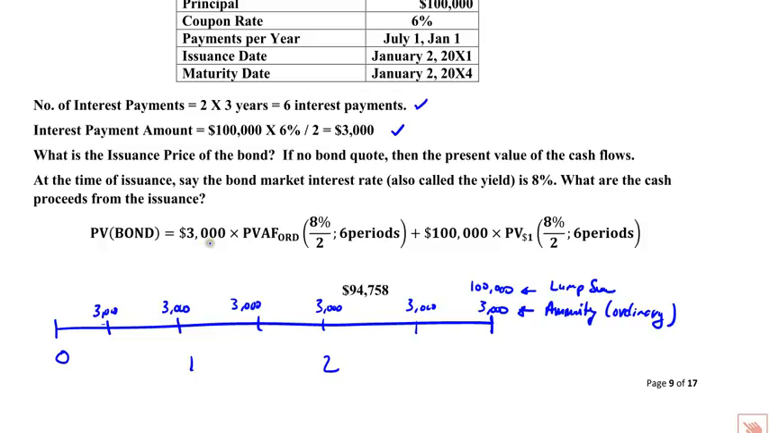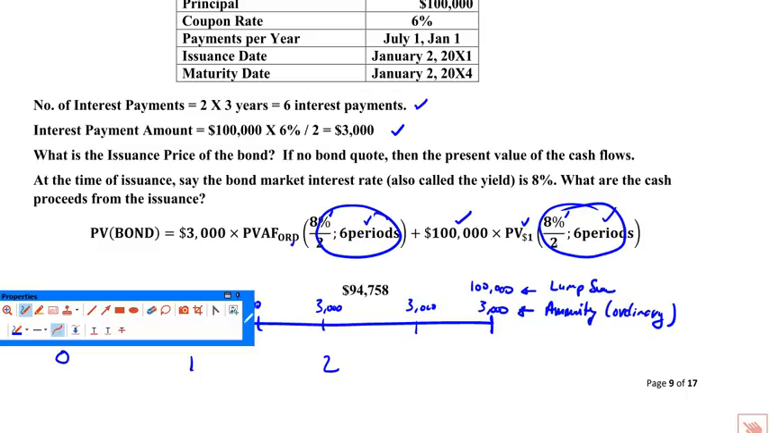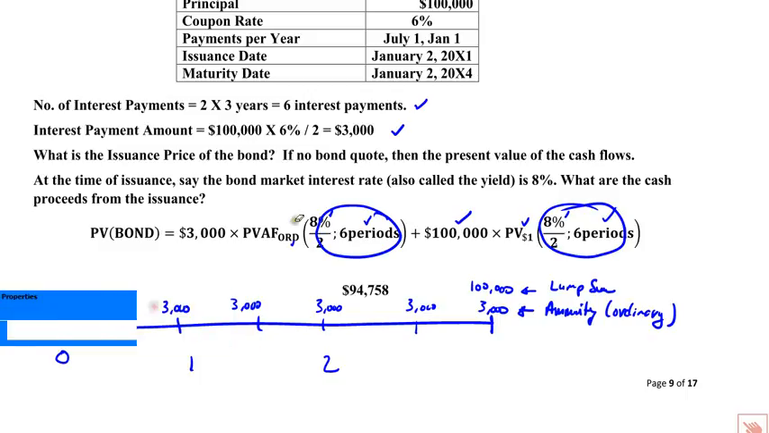So the present value of the bond equals 3,000 times the present value of an annuity factor, ordinary annuity, 8%, 6 periods, and then the face value times the present value of a lump sum factor, 8% divided by 2, which is 4%, and still 6 periods. So use the same interest rate and periods for both the annuity and the lump sum, but the factor will be different, right?